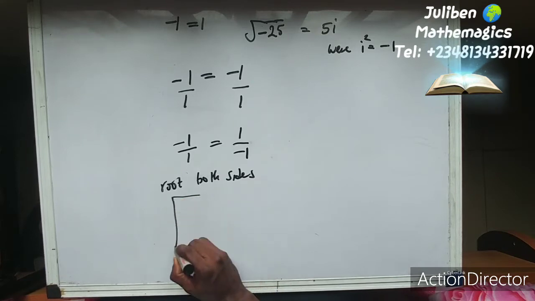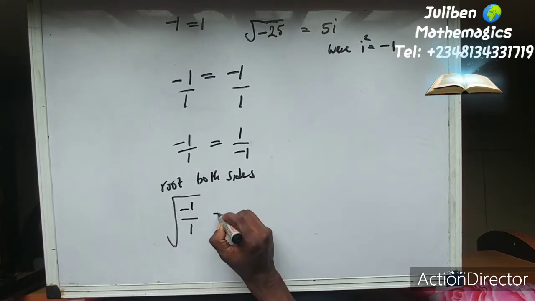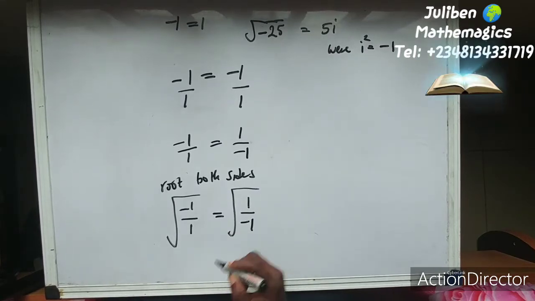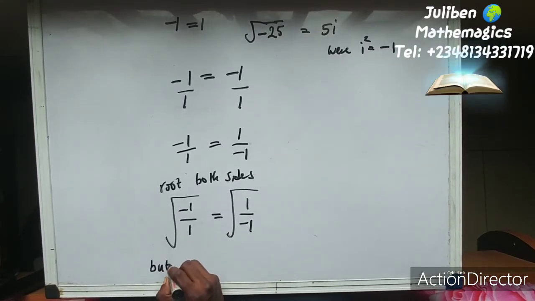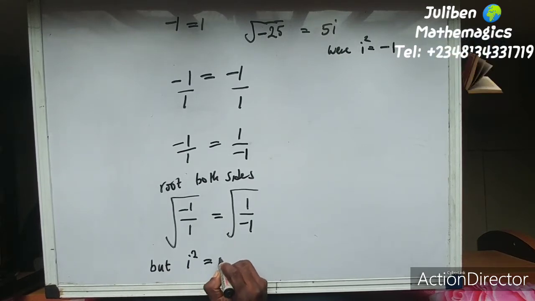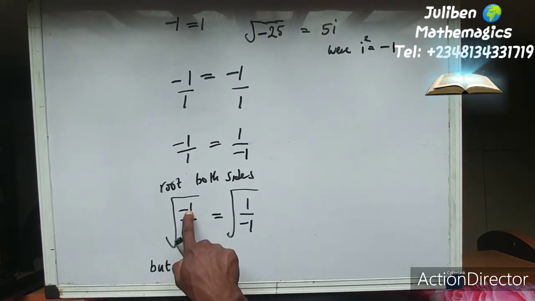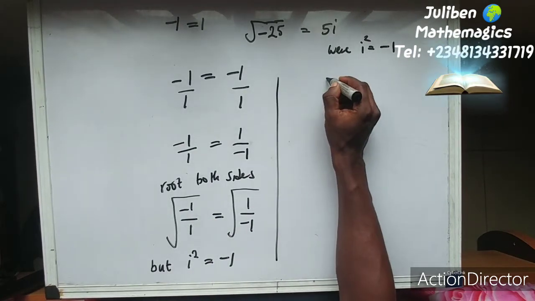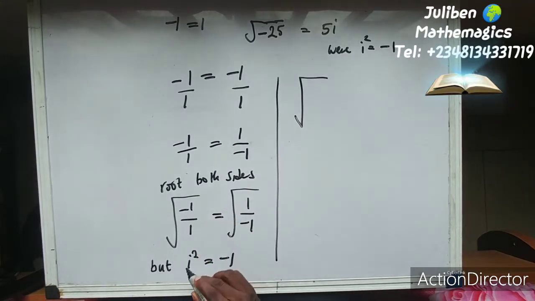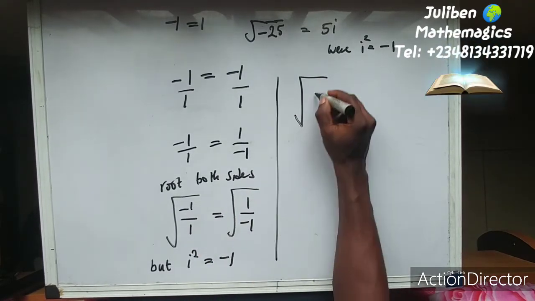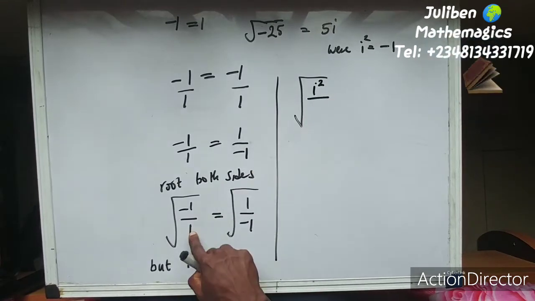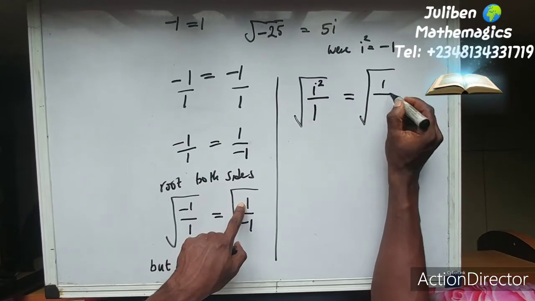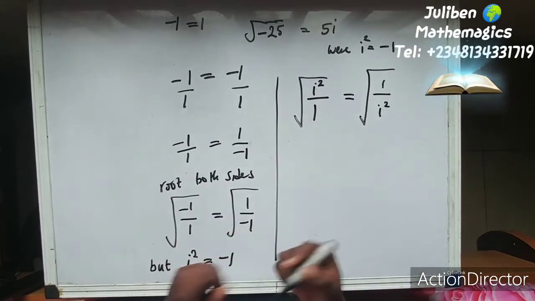And rooting both sides, you're going to have the square root of -1 divided by 1 equal to the square root of 1 divided by -1, right? You say, but i squared is equal to -1. So anywhere I see -1, I can comfortably put i squared, right? I'm driving somewhere, just follow me. Inside the square root, instead of -1, I can comfortably put i squared. So I have the square root of i squared divided by 1 will be equal to the square root of 1 divided by i squared.